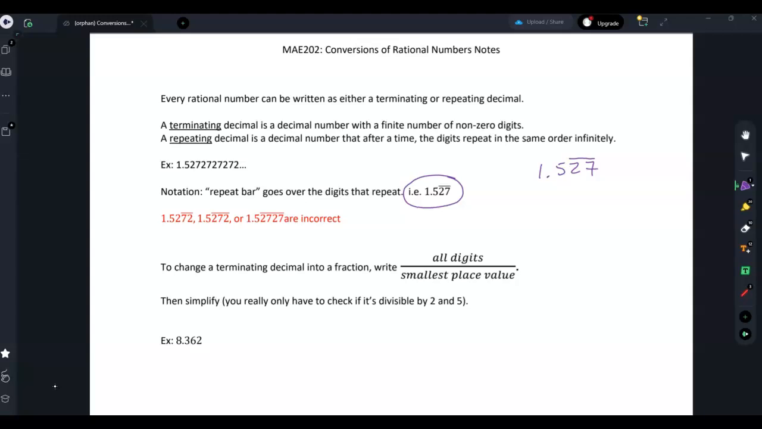So what we're going to do here is we're just going to practice converting between these two. We're going to start with what we've kind of already done a little bit. Start with decimals and converting them into fractions, and then we'll go the other direction. We'll convert fractions into decimals.